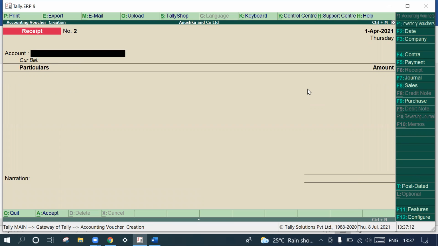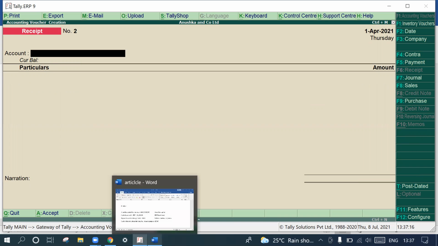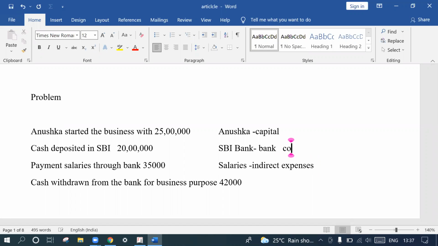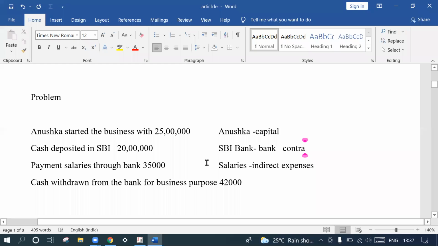Yes, saved. First one is saved. Now the second one is cash deposited in SBI. This is a contra entry. Contra entry because why? Because cash is deposited into the bank. Cash to bank. So it is a contra entry.